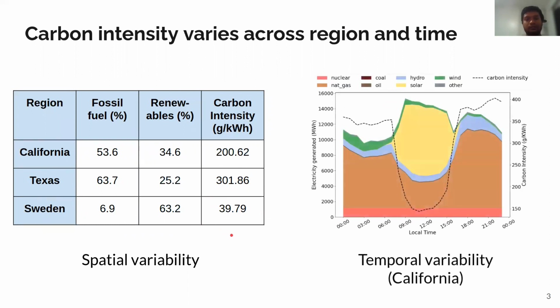Not only across regions, but even within a region, carbon intensity varies across time. If we look at the plot on the right, we see how carbon intensity varies throughout a day in California. During daytime, due to abundant solar energy, the carbon intensity values are lower. However, in the evening, most of the electricity demand is met by sources like natural gas, and hence the average carbon intensity value goes up. Thus, carbon intensity varies both across time and across regions.